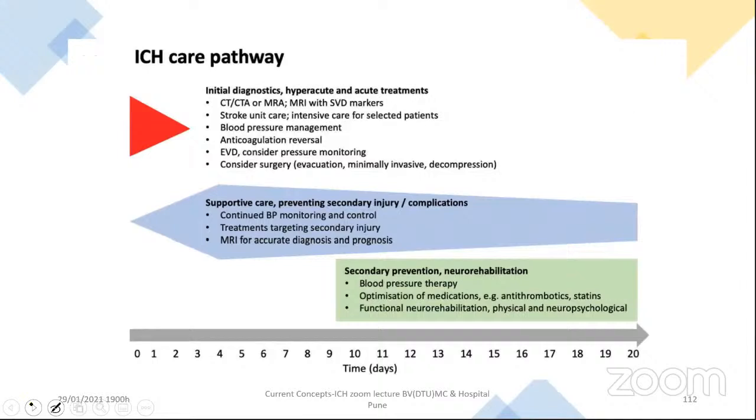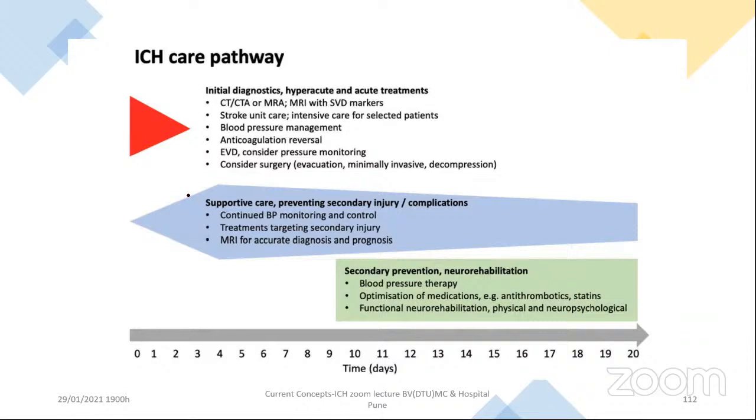So the ICH care pathway involves initial diagnostics, hyperacute and acute treatments, CT angiography, MRI. Again, I am saying that time is brain in ICH also. Stroke units and supportive care are more important. Blood pressure management, anticoagulation reversal, and where INR is more than 1.7, EVD, consider pressure monitoring, consider surgery, minimally invasive and decompression, and of course the supportive care of continued BP monitoring and control, and secondary injury targets which we have discussed, and fingolimod, deferoxamine, dexamethasone, whether they are going to help or not, future time will tell us.